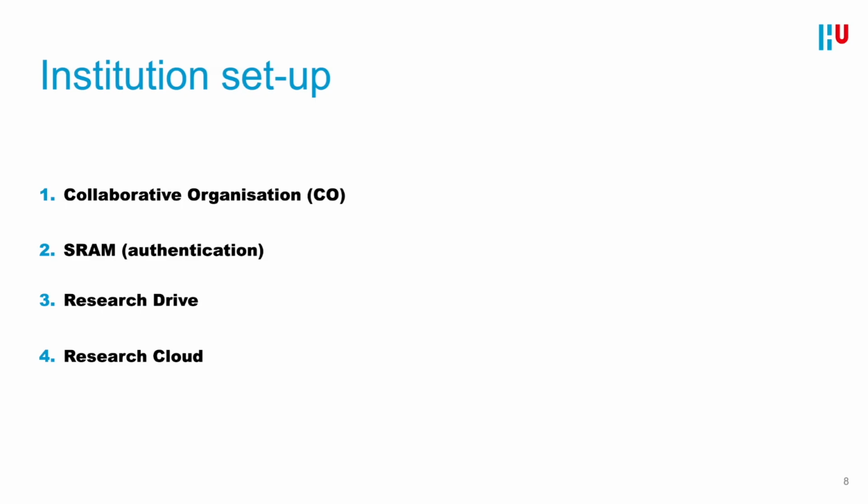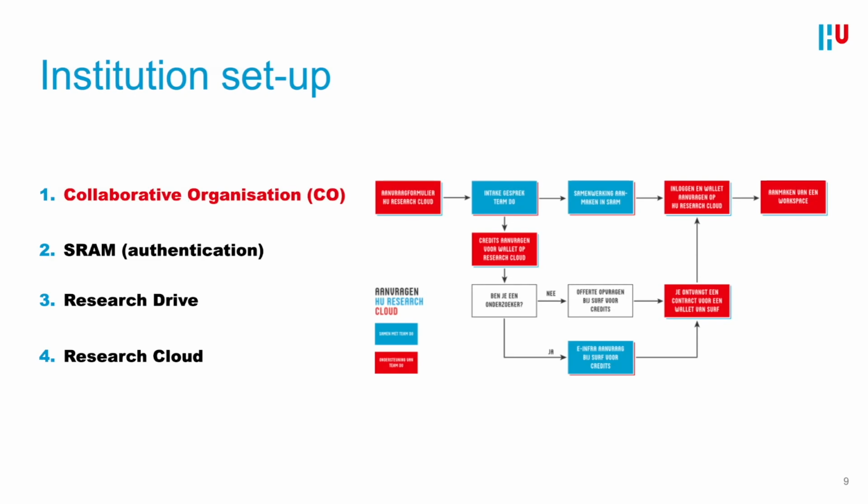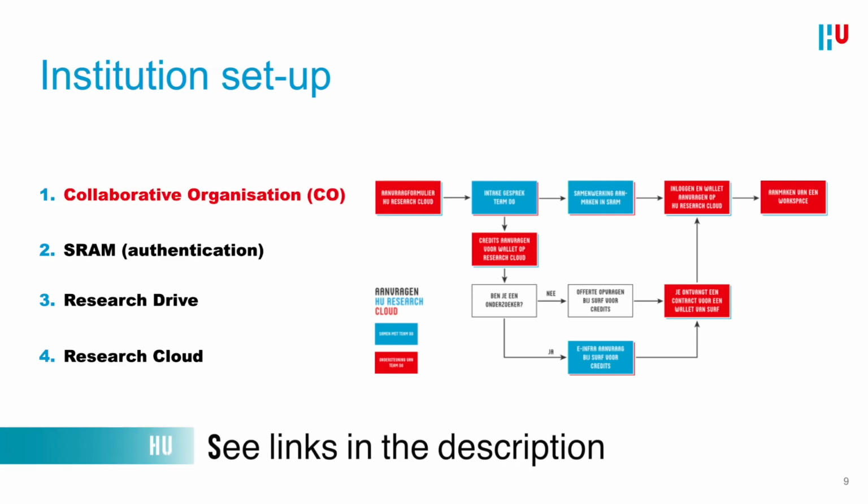In order to get the Research Cloud set up on the side of your institution, you first need to set up a collaborative organization. A collaborative organization, or a CO, is more or less the cloud glue that binds everything together. It's under a CO that you make workspaces in the Research Cloud, add collaborators in SRAM, and you also get a folder in Research Drive. And the CO is in the end what binds them all together. There's this helpful schema that we use within the HU that shows you what steps you need to take to set up Research Cloud and also, of course, to set up a CO.